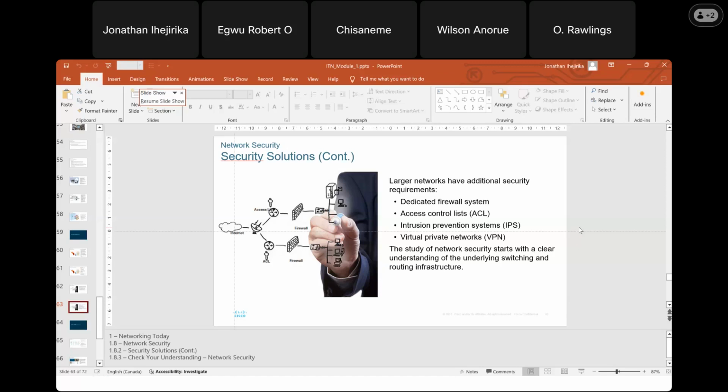Now, the study of network security starts with a clear understanding of the underlying switching and routing infrastructure. That is what you'll be learning in CCNA. That is what CCNA has brought for you. So for you to be able to understand how to protect all the systems, you should be able to understand how all this switching and routing take place.